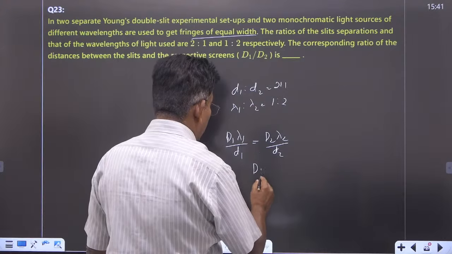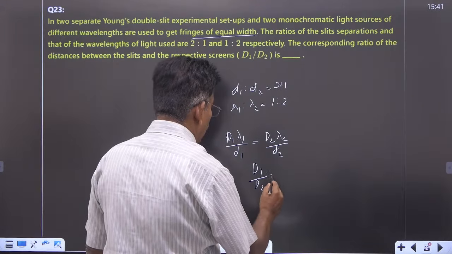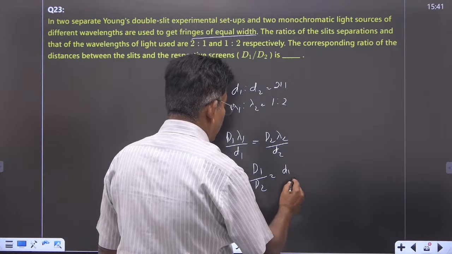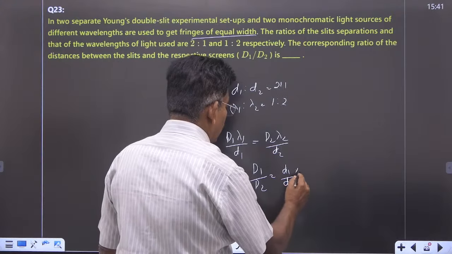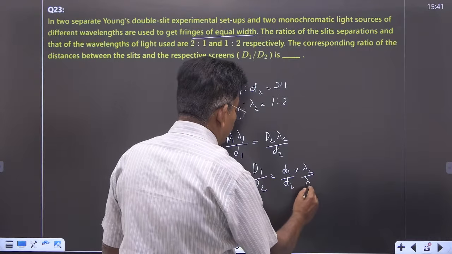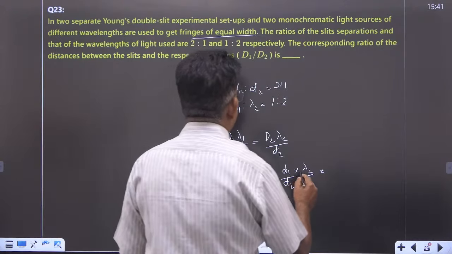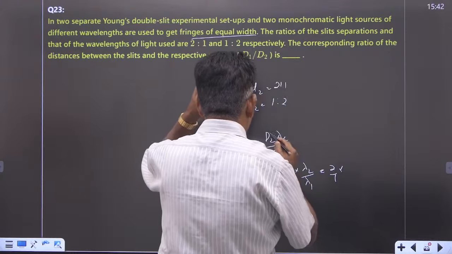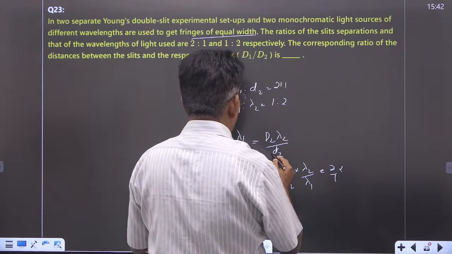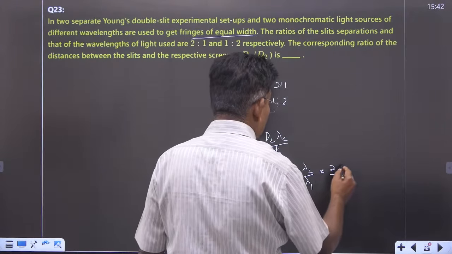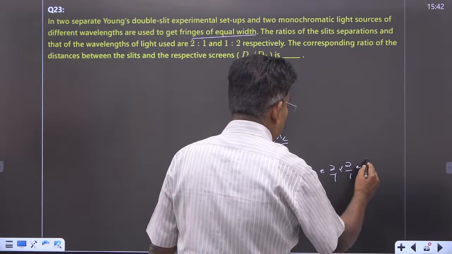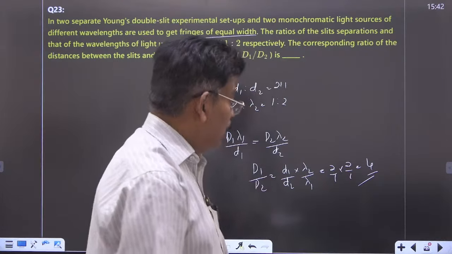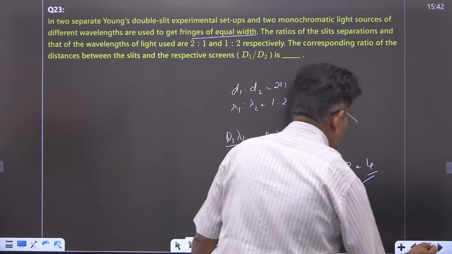You want to calculate d1 by d2. d1 by d2 will be equal to small d1 by d2 into lambda 2 by lambda 1. d1 by d2 is coming to be 2 by 1, and lambda 1 by lambda 2 is 1 is to 2, so lambda 2 by lambda 1 will be 2 by 1. Your ratio is coming to be 4. Your answer is coming to be 4. Okay, now you go to the next question, the 24th question.